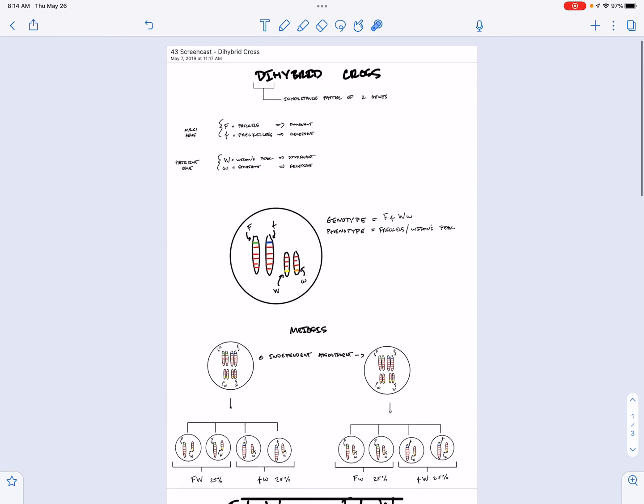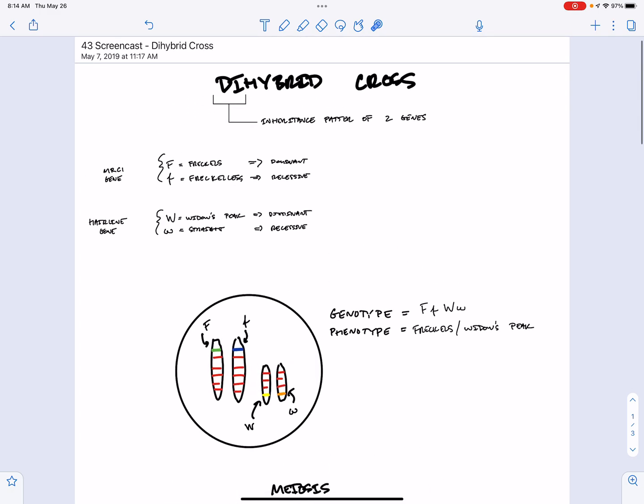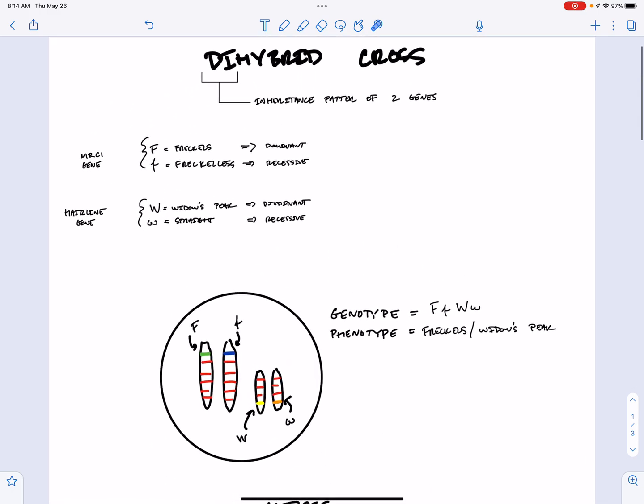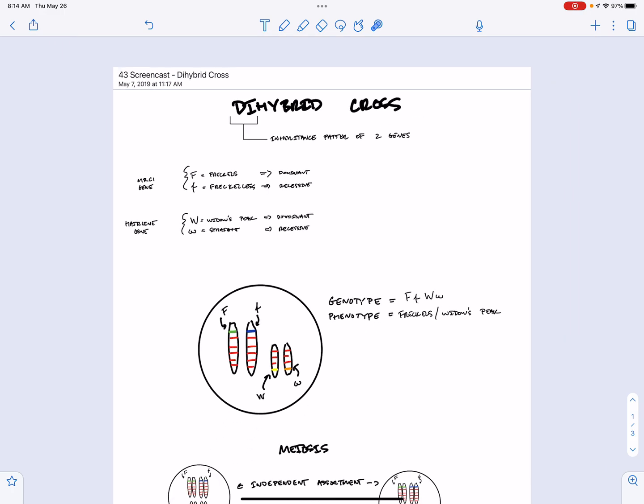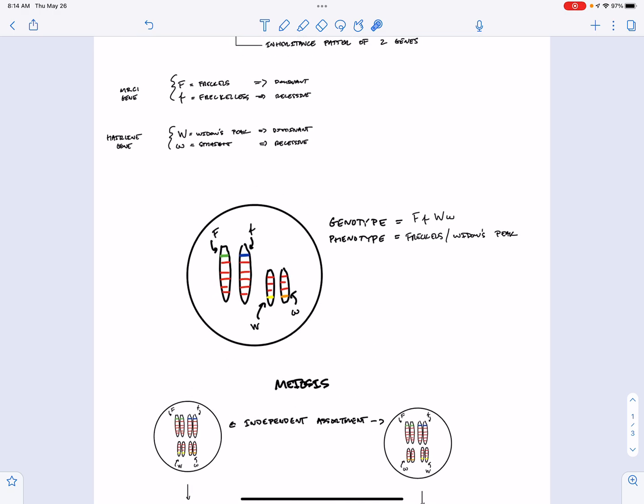Okay, I think that's all. We're going to do some slightly more complicated inheritance patterns in class tomorrow. So get excited to learn about codominance and multiple alleles and all sorts of fun stuff.